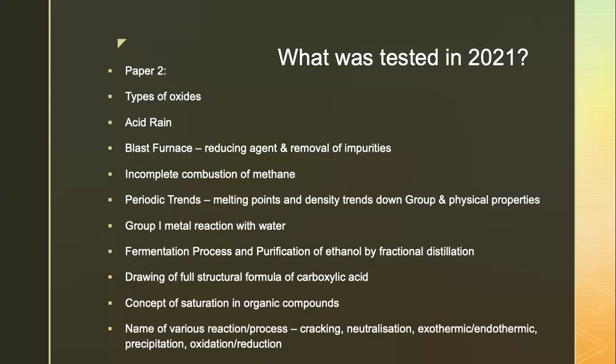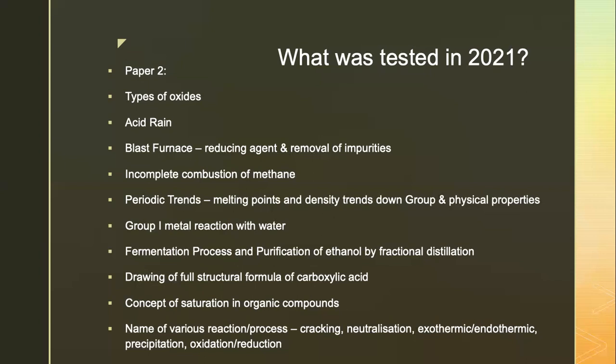So in order to purify ethanol, fractional distillation is carried out based on the different boiling points of ethanol and, say, water. The drawing of the full structural formula or displayed formula of a carboxylic acid was required. The concept of saturation was tested, like, is this compound a saturated alcohol? Why is it so? Explain using the examples given. And students were given a list of descriptions of reactions, and they were required to state the type of reaction. So concepts like cracking, neutralization, exothermic, endothermic, precipitation, oxidation, and reduction were tested.